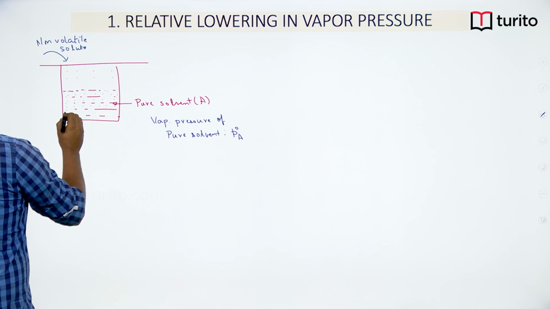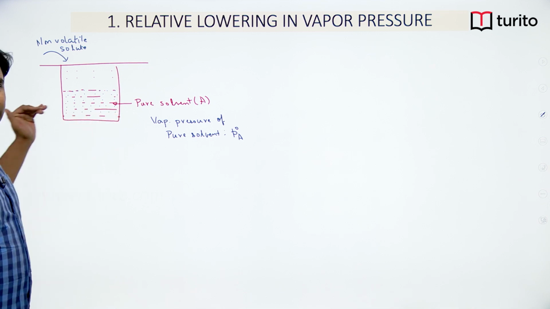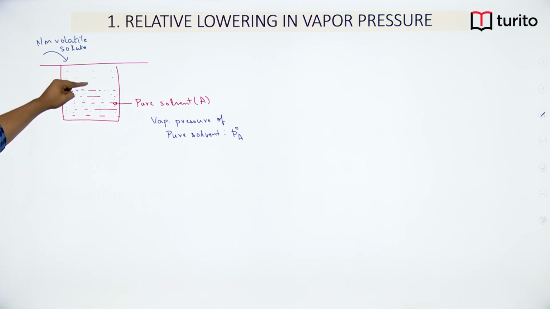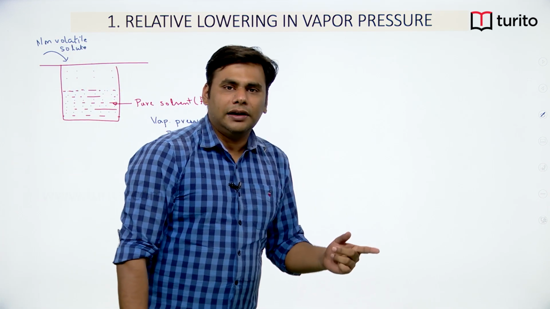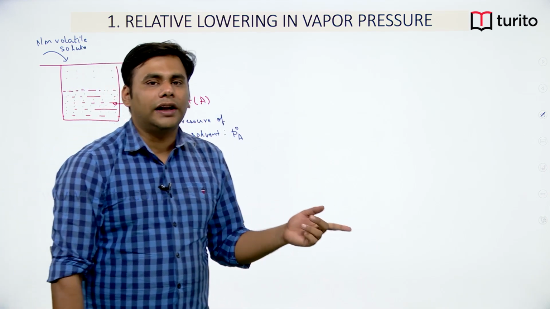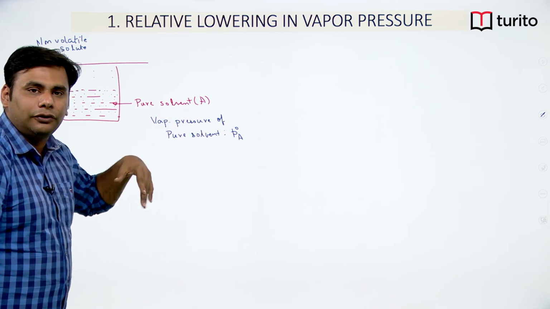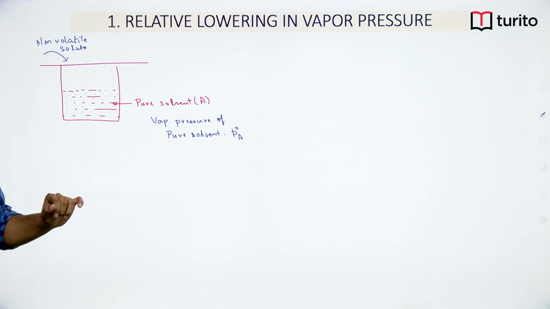So there would be some solute particles that have come to the surface. Now we know that the surface molecules can escape and go out as vapor, but now the surface is occupied by both volatile solvent as well as non-volatile solute. So the number of particles of the solvent at the surface would decrease, because their position would be taken up by the non-volatile solute now.